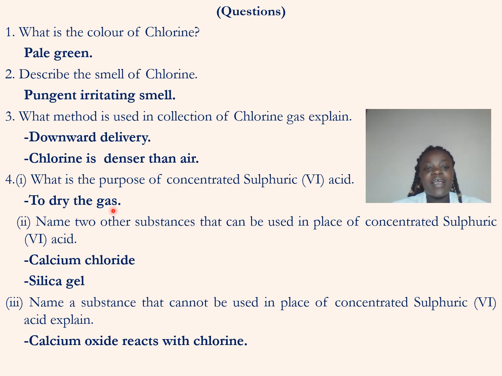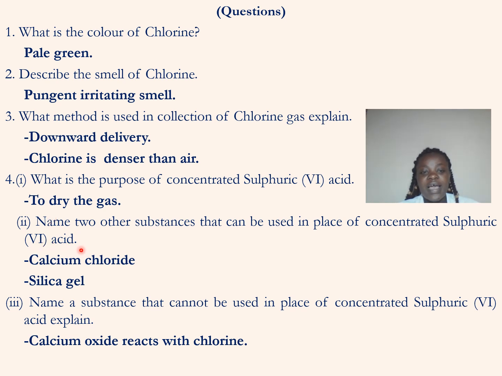Next question, what is the purpose of concentrated sulfuric acid? So we saw that we are passing our chlorine gas through concentrated sulfuric acid. So what is the purpose of concentrated sulfuric acid? It is to dry the gas. So that is the purpose of passing chlorine gas through sulfuric acid. So it is a drying agent. Sulfuric acid is a drying agent.